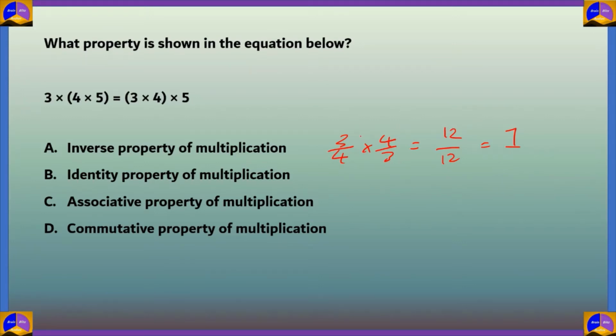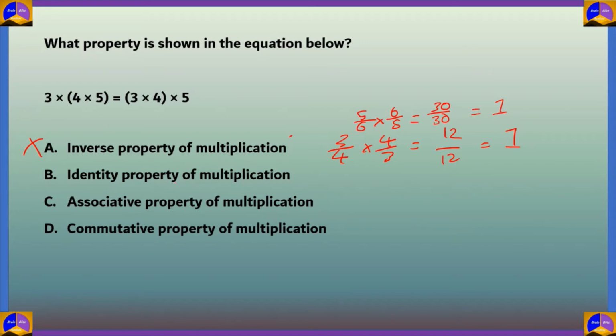This is true for all fractions and their reciprocals. 5 by 6 times 6 by 5 is, so 5 times 6 is 30, 6 times 5 is also 30, 30 by 30 is equal to 1. But the equation given is not in fractions but uses natural numbers. So option A is incorrect.